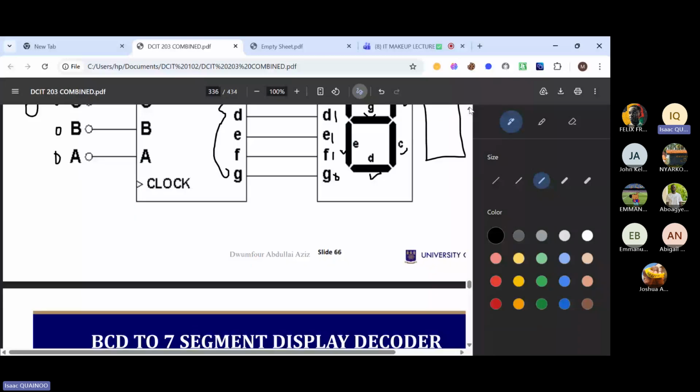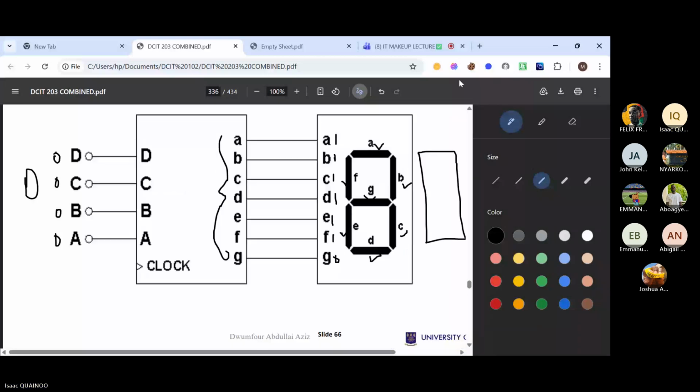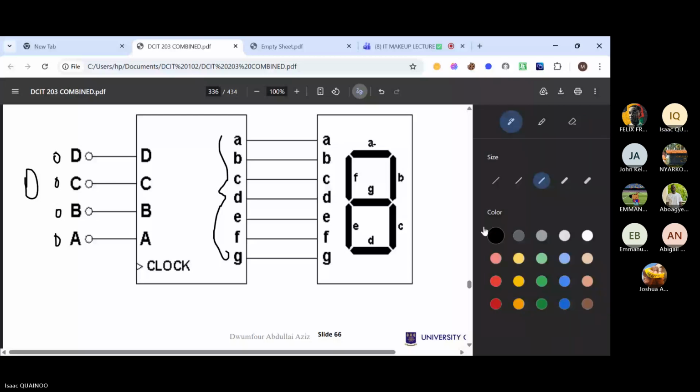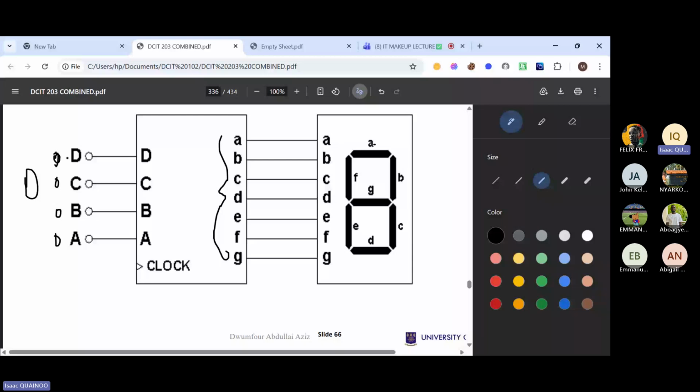So we have one is going to correspond to, let me see, 0, 0, 0, 1 as our inputs.